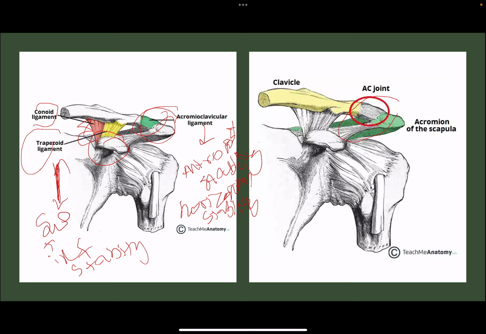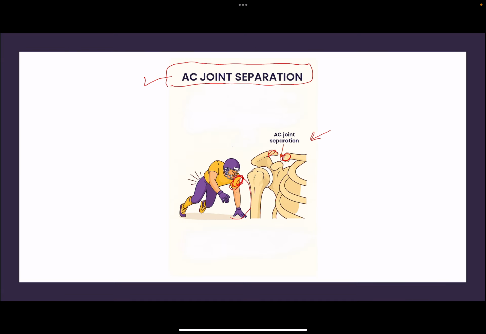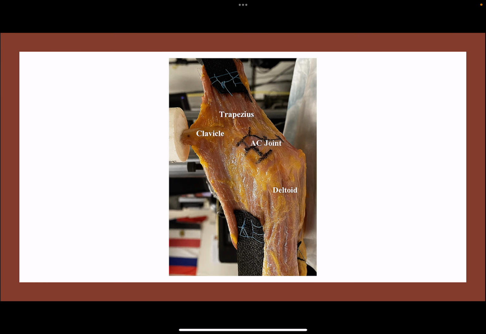The last thing that stabilizes the AC joint is named the deltotrapezial fascia, which plays a vital role in AC joint stability.